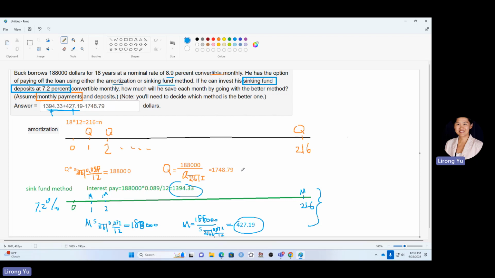So most of the time, if you're saving money, we definitely hope for a higher interest rate. If the interest rate is lower than the loan interest rate, I don't see the reason to have the sinking fund method applied.